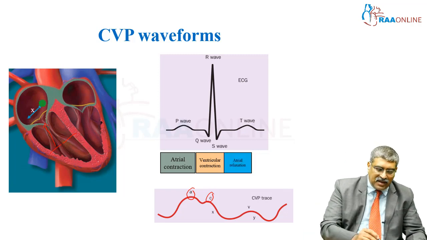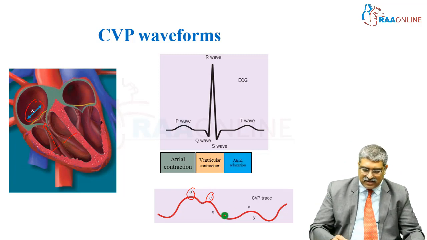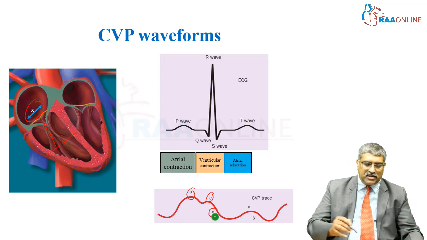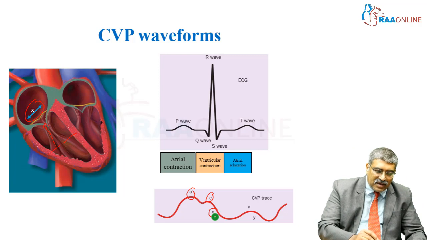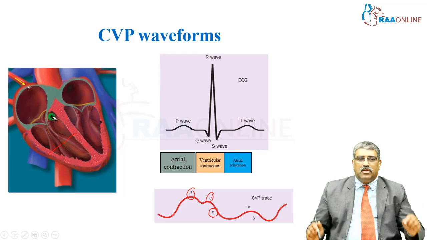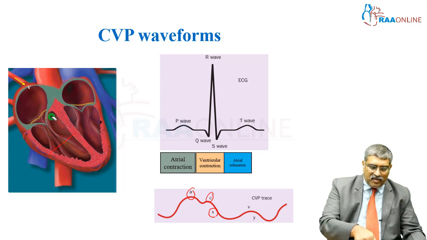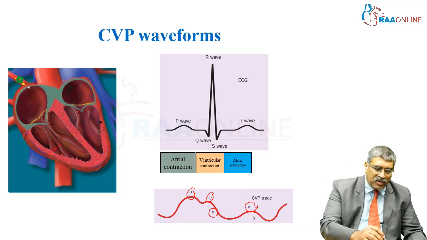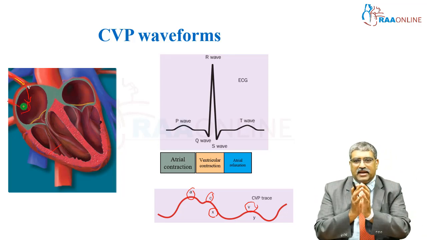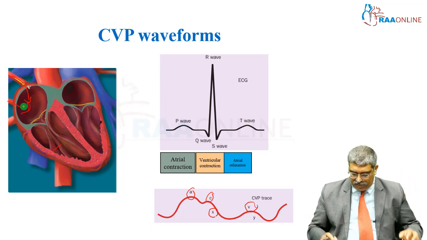Next comes the atrial relaxation. That is the X wave, which again happens in ventricular contraction, but your atrium is relaxed. That is the X wave. The fourth wave is the venous filling. Here you can see the volume coming to the atrium. Although the atrium is relaxed, the volume in the atrium is increased. That is the V wave.